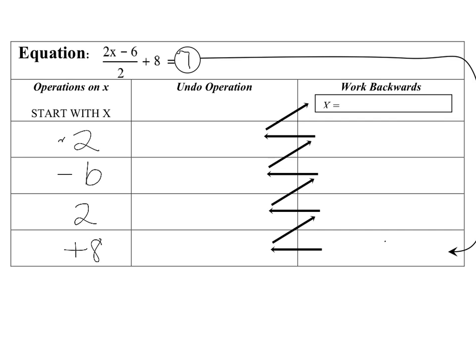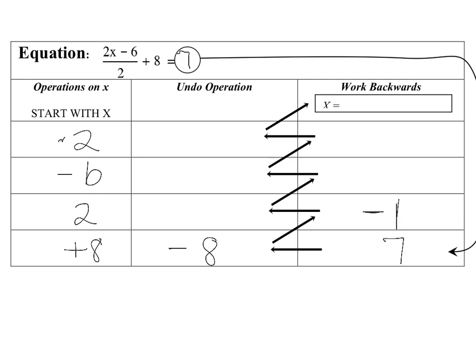Then we're going to undo the operations. The last thing that I asked Mr. Rocket to do is to add 8. So we're going to undo the fact that he added 8. We're going to subtract 8 and put this here at the bottom. Then we're going to follow these arrows. I'm going to take his 7 and subtract 8. 7 minus 8 is negative 1. So I'm going to put this here.